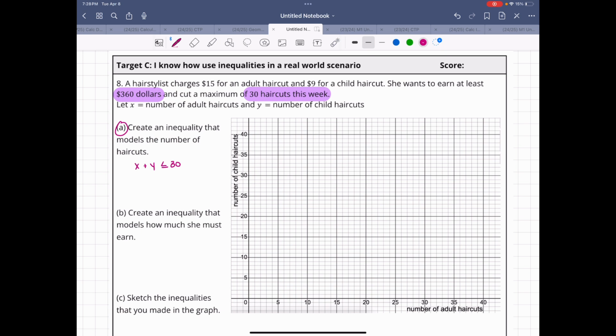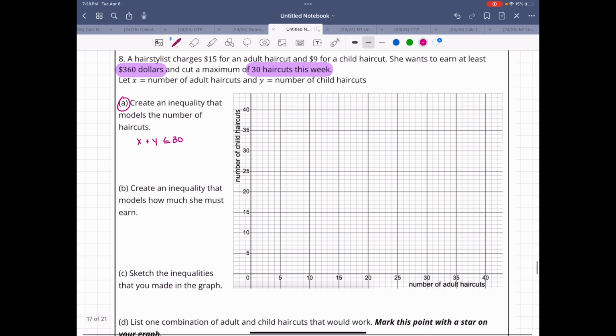Our second inequality has to do with our second condition, the $360. So she wants to make at least 360, which means that she wants to make at minimum 360. She doesn't want to make anything less. She doesn't want to make $300, but she's happy with making $400. So that means that an adult haircut that costs $15, so 15X, plus a child's haircut that costs $9, so 9Y, must be greater than or equal to $360. That's going to be our second inequality.